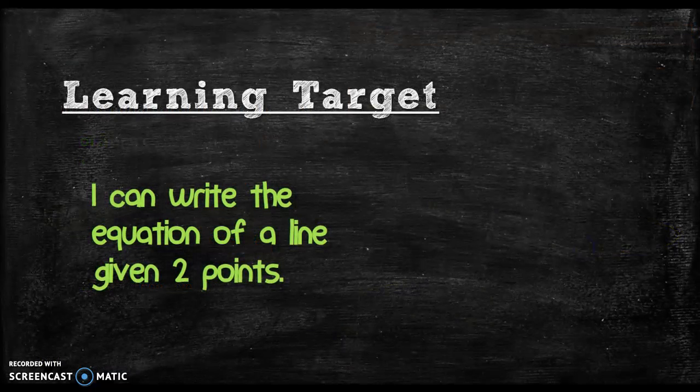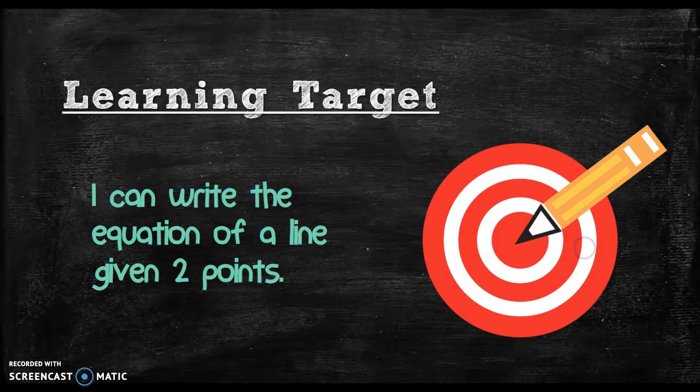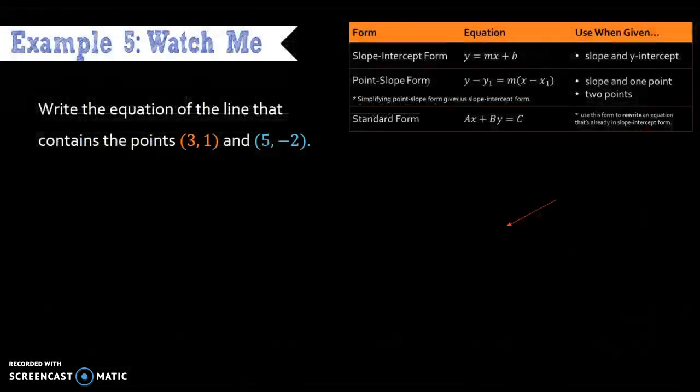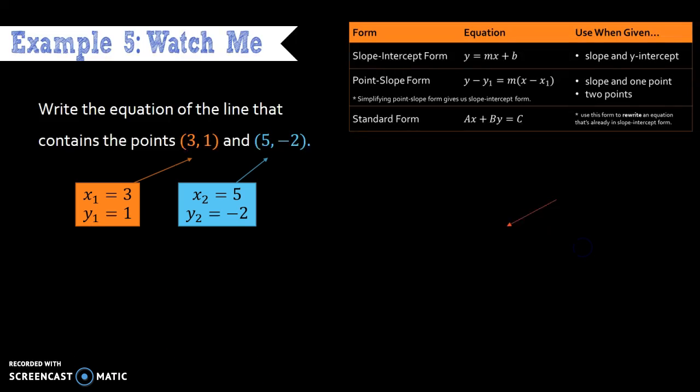One final learning target. You should be able to write the equation of a line given 2 points. We're going to do that here in this example. We have the points 3, 1 and 5, -2. So I'm going to identify those as two separate points. x1 and y1 are my first point. x2 and y2 are my second point.